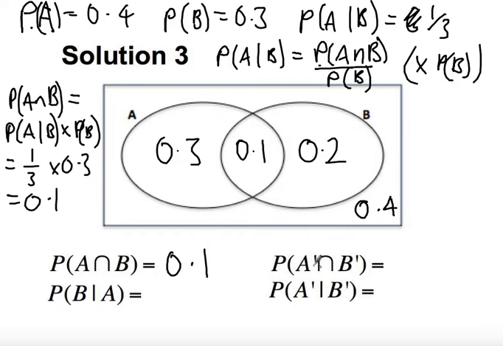Now, moving on, probability of A complement intersect B complement. Well, A complement is outside of A. And I also want B complement, so it's going to be outside of B as well. So it's going to be 0.4.